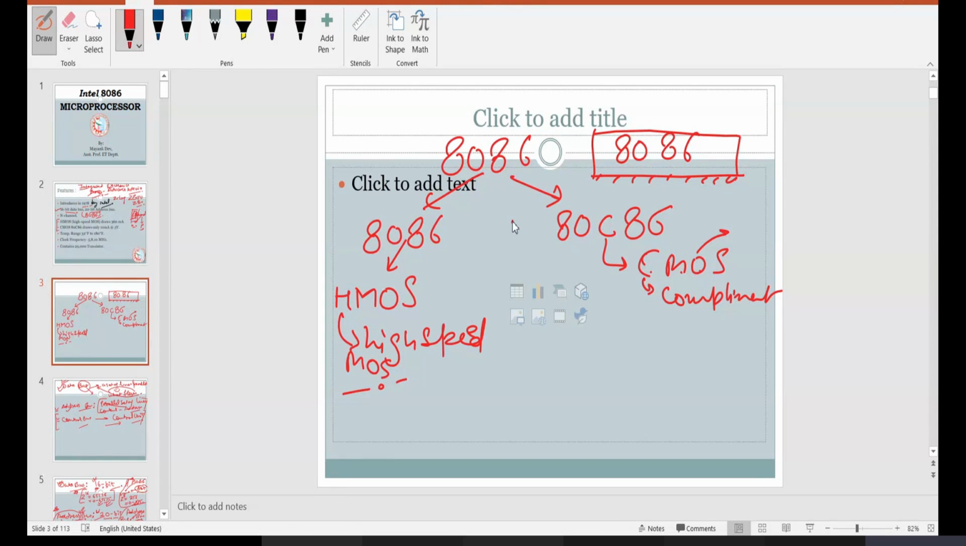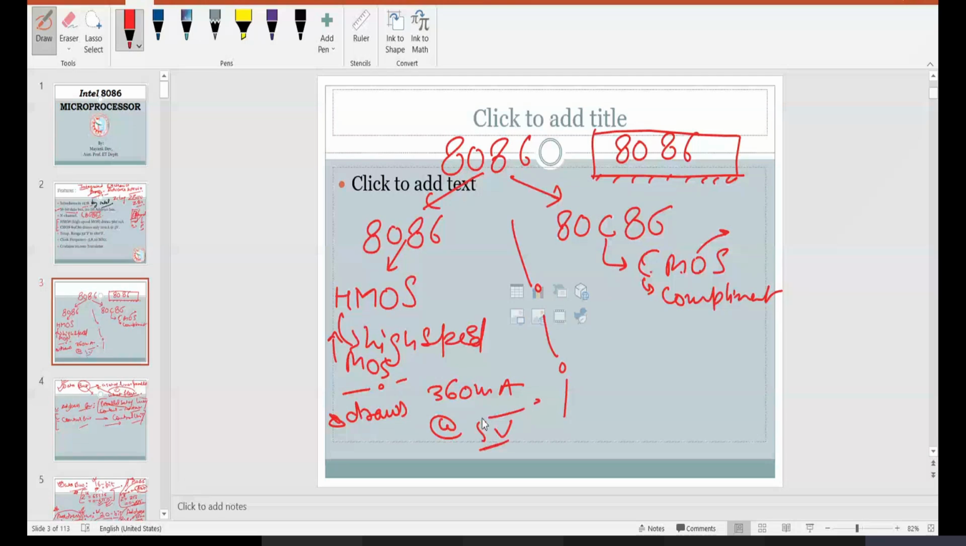There is a trade-off between them. Since HMOS is high speed, it draws a larger amount of current when it works in a system. It draws around 360 milliamps at 5 volts.